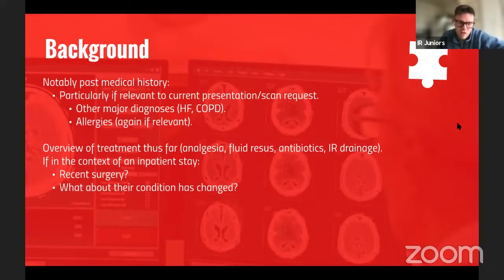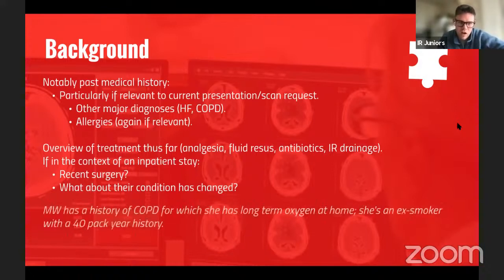And if it's relevant to the case that we're covering as we go through this SBAR, do they have recent surgery? Has their condition changed since they last had a scan? Why do we need the scan now? So this lady had COPD. She's on long-term oxygen at home and she has a 40-year pack history.